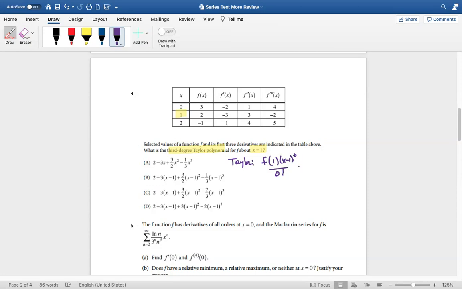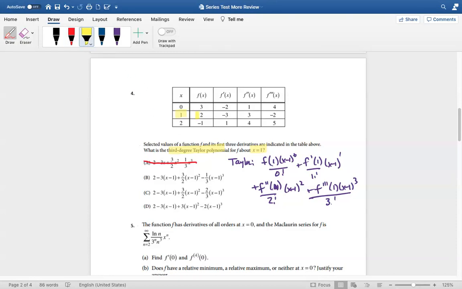I hope you can see that there is one choice you can eliminate right away. Do you see it? Whoops, why did I put a 2 there? Third degree. All right, so what do I need to figure out? Choice A is out. There's no x minus 1. It says the center is 0, but the center is 1. So that's out.